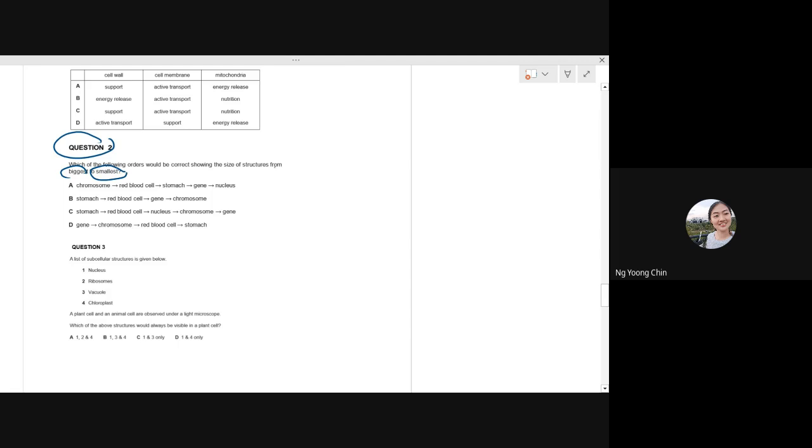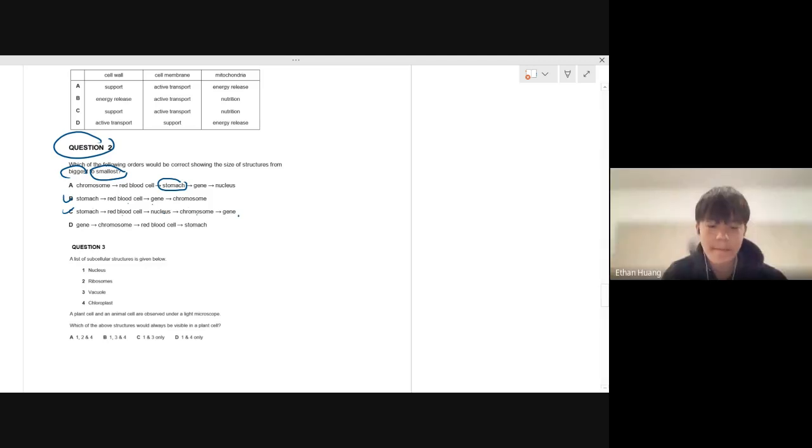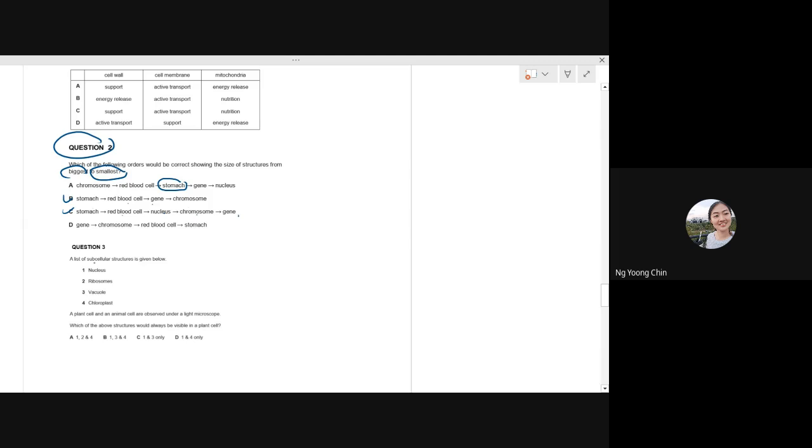So you want to have a guess? Chromosome, red blood cell, stomach, gene, and nucleus. Do you think this is true? I think this is not true, right? Stomach will be the first one because the stomach is biggest, right? So B and C, you can choose either one. From stomach to red blood cell, gene and chromosome, or stomach to red blood cell, nucleus, chromosome, gene. So the answer is which one? B or C? C. Yeah, it's C. Correct.